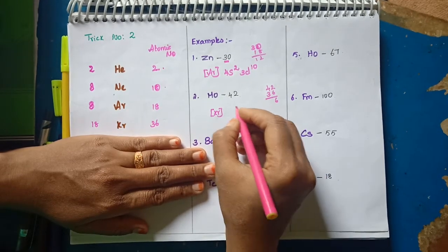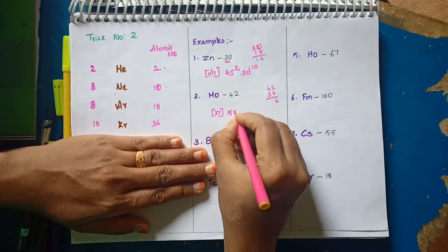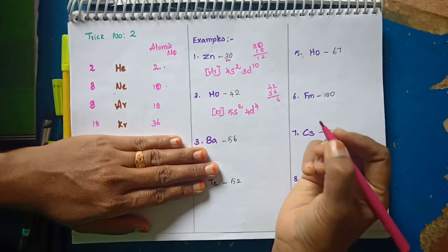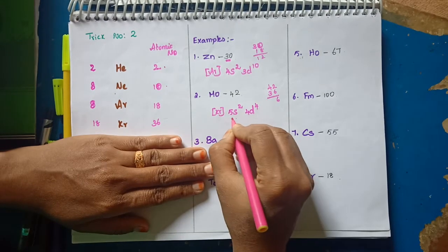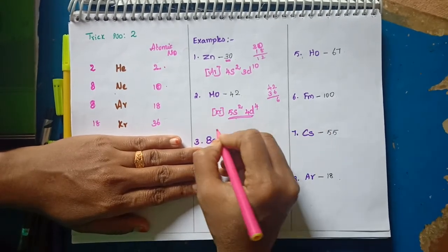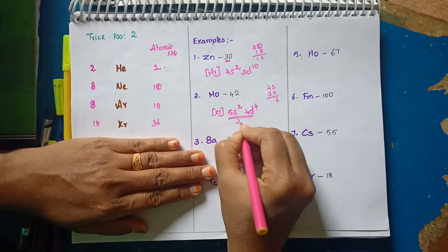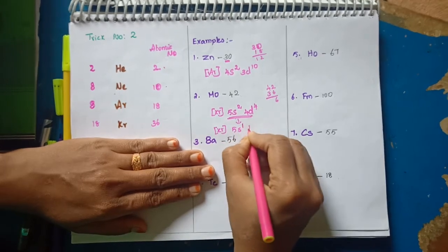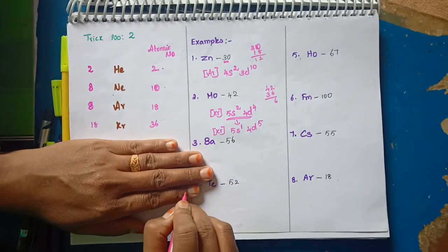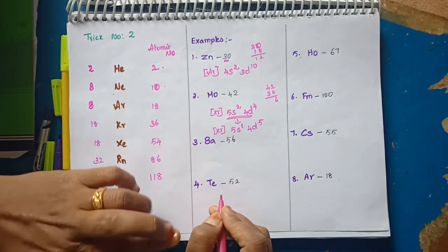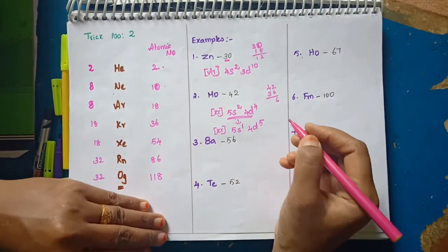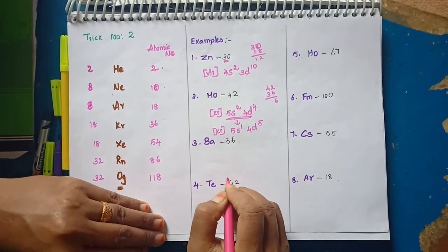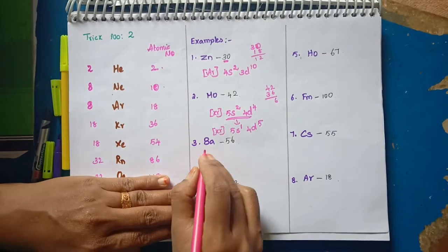The next one you have to write as 5s2 4d4. We have already seen that if the d orbital is half-filled, it will be more stable compared to the other configurations. So it will change to krypton 5s1 4d5. Okay, I think it will be easy for you to write the electronic configuration. If you want to try this one, just pause the video and try it, then check whether your answer is correct or not. Okay, now the next one is barium.